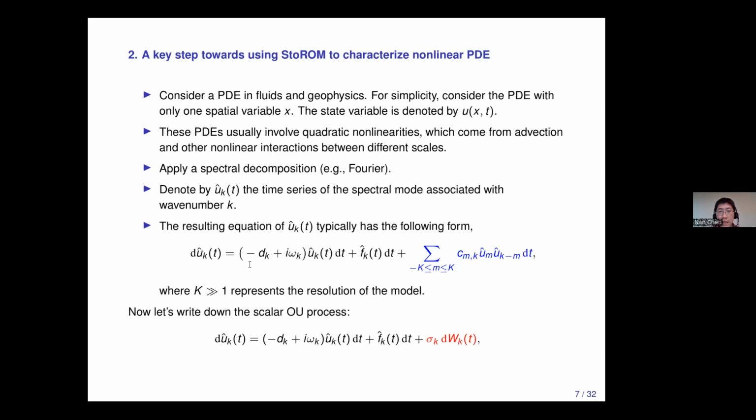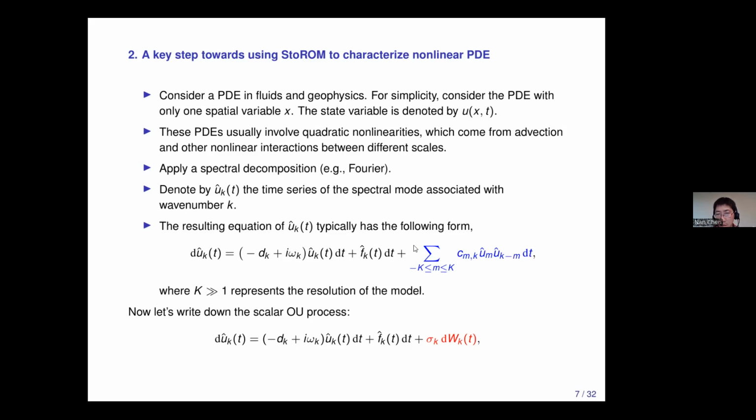And just by standard calculation from the spectral method, you can write down the equation of this u hat k, which will have this damping that comes from the dissipation in the PDE, the Laplacian term, right? And you have this i omega k, which comes from the linear dispersion relationship, and you have some forcing, but you will also have this term, which is a summation over all these wave numbers and includes this quadratic nonlinearity. This term corresponds to the original quadratic nonlinearity due to advection and other features. Of course, you can solve this equation, so that's a standard spectral method.